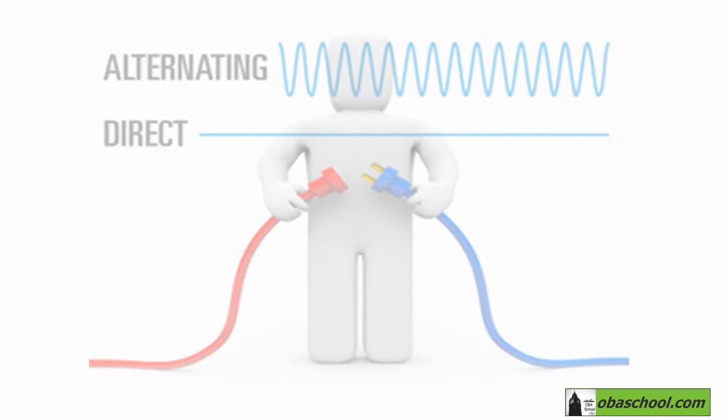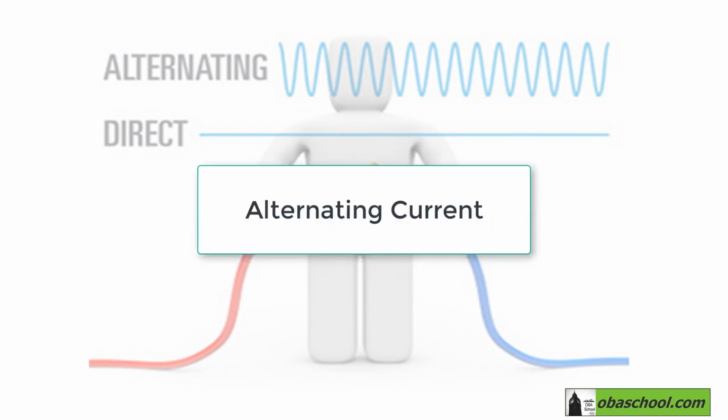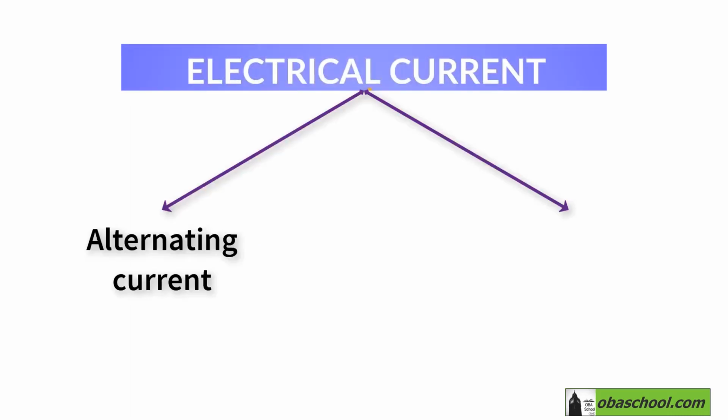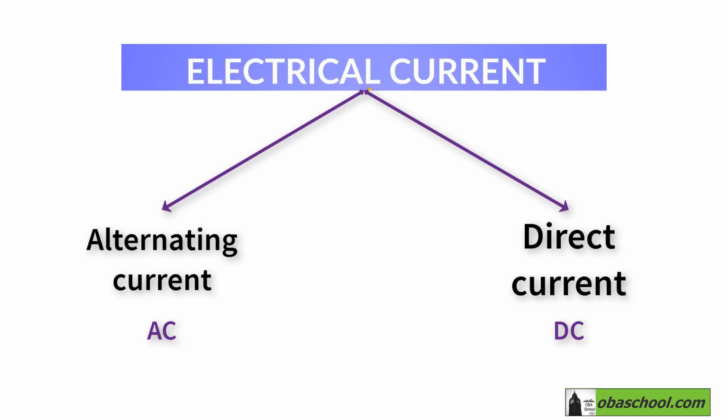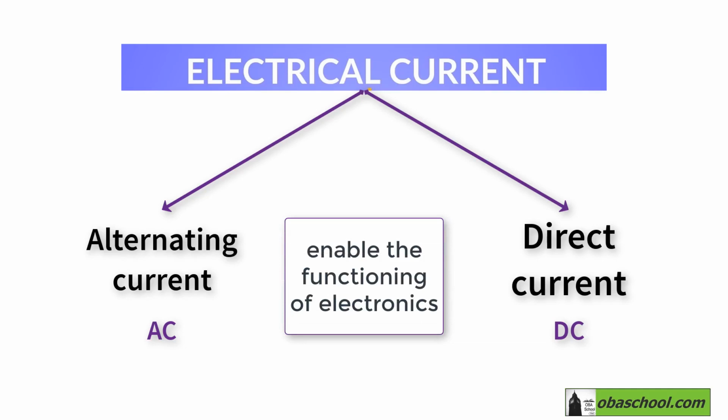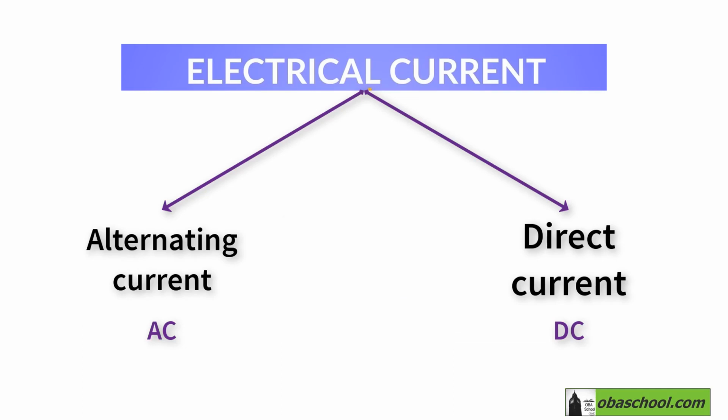Hi! In this video, we will start an introduction to alternating current. Electricity comes in two forms: alternating current, which is AC, and direct current, denoted by DC. Both are essential to enable the functioning of our electronics. But what do you know about the difference between the two and what they apply to?